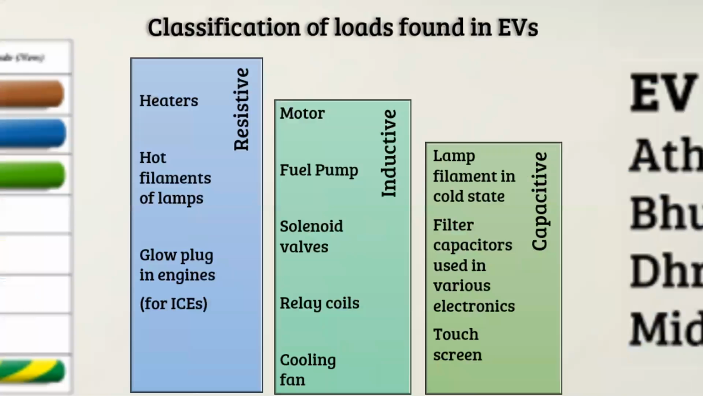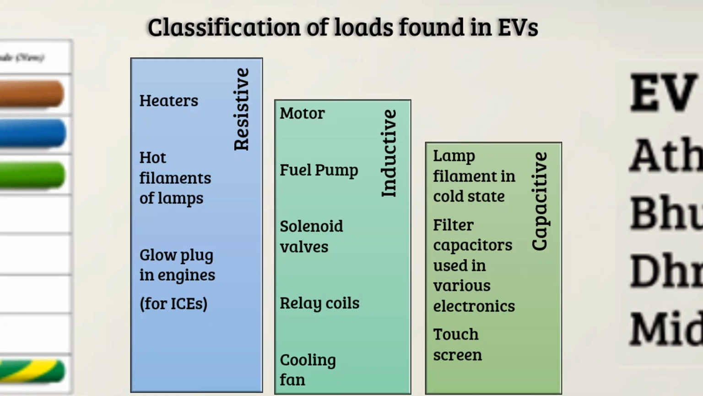Now we'll move on to the classification of loads in EVs. So for a resistive kind of load, we can consider heaters, hot filaments of lamps, and glow plugs in the engines, which is generally for IC engines and hybrid vehicles. And for the inductive, we have main components which are motor, fuel pump, solenoid valves, different kinds of coils, relay coils, and cooling fan that we can consider under the inductive kind of loads.